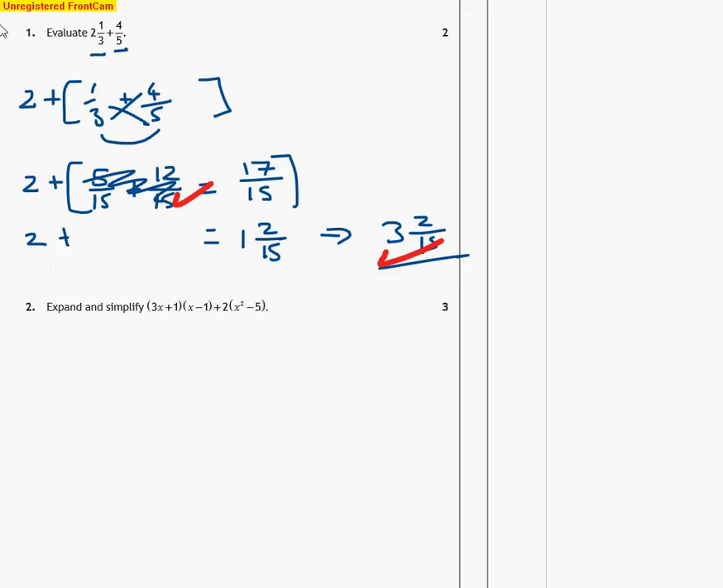When you're multiplying fractions, if we were to do a third times 2/4, multiplying is the easiest one because you just multiply the top and you multiply the bottom. Okay, 1 times 2, 3 times 4. So that's the one you really want.